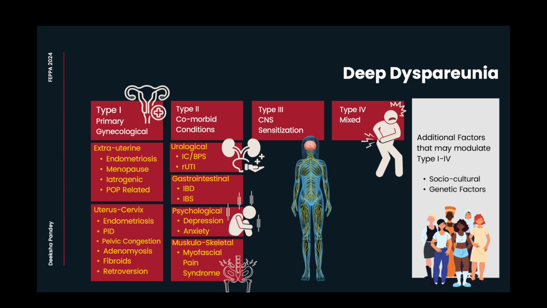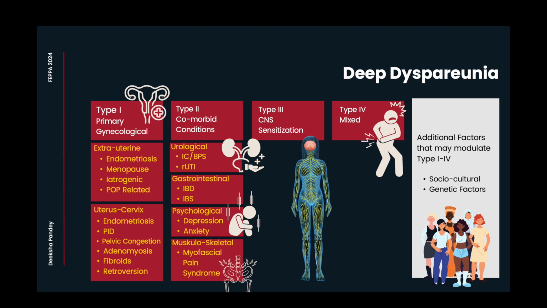Classification-wise, deep dyspareunia can be classified into four groups: type 1, type 2, type 3, and type 4. Type 1 includes primary gynecological etiology, which can be extrauterine or related to uterus or cervix. Extrauterine causes are endometriosis, menopause, iatrogenic, or prolapse related. Uterocervical lesions can be endometriotic, PID, pelvic congestion syndrome, adenomyosis, fibroids, or even retroversion of the uterus.